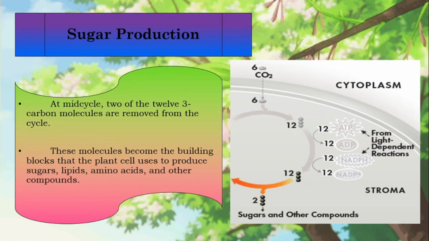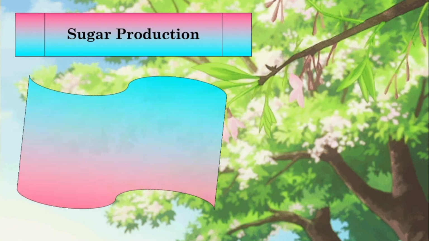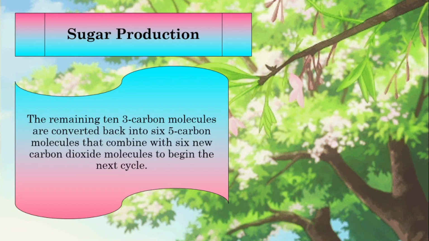Sugar production. At mid-cycle, 2 of the 12 3-carbon molecules are removed from the cycle. These molecules become the building blocks that the plant cell uses to produce sugar, lipids, amino acids, and other compounds. The remaining 10 3-carbon molecules are converted back into 6 5-carbon molecules that continue with 6 new carbon dioxide molecules to begin the next cycle.